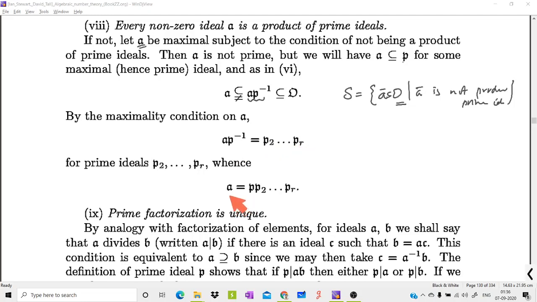PR. Then clearly, by multiplying P on both sides, we get AP inverse P, that is AO, which is equal to A itself. On the right side we have P, P2, etc. PR. If we let P equal P1, then A can be written as P1, P2, etc. PR. So every non-zero ideal can be written as a product of prime ideals.